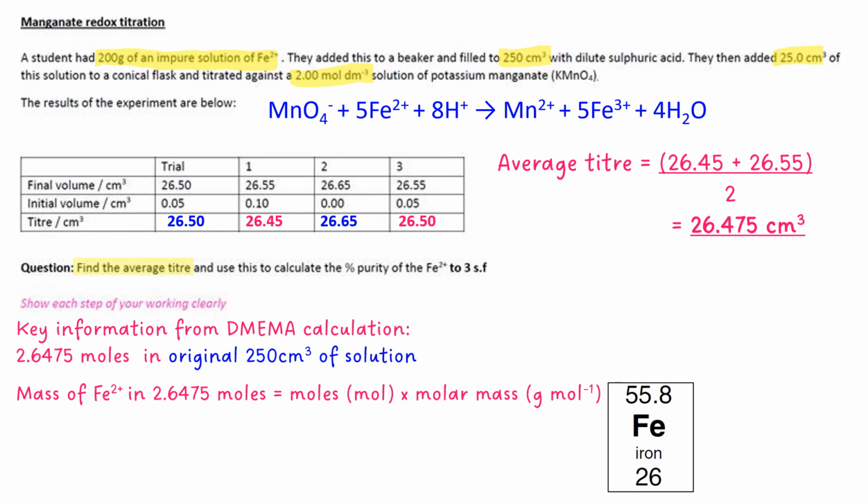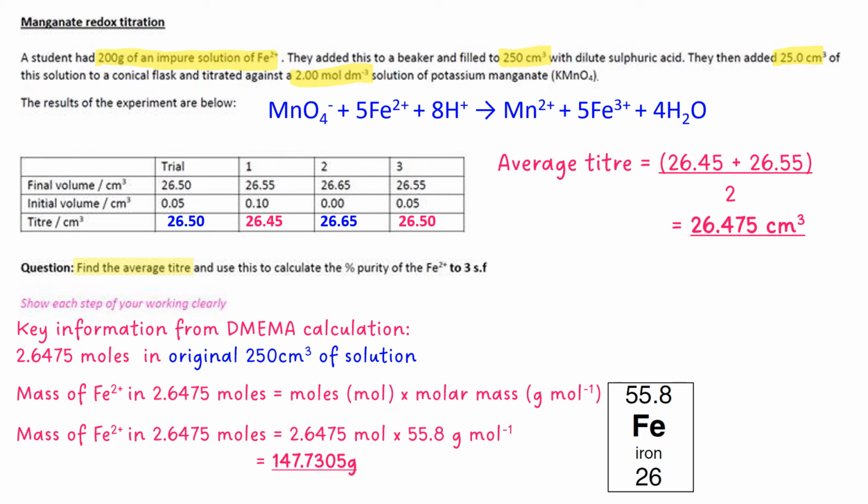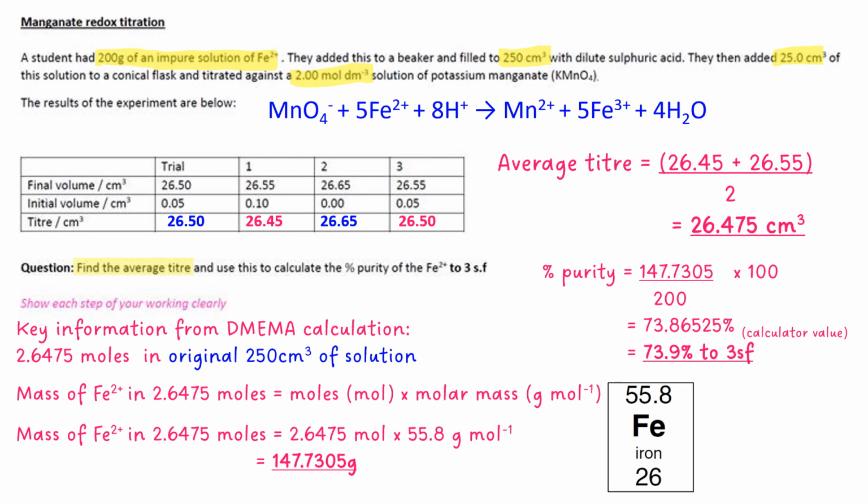So going to our periodic table, you can see that iron has a molar mass of 55.8. So we multiply our 2.6475 times 55.8, and that gives us 147.7305 grams. So the percentage purity is dividing that by 200, remember the original 200, and then multiplying that by 100 to get this value. But they wanted 3 sig figs, so I'm just going to turn it into 73.9%.